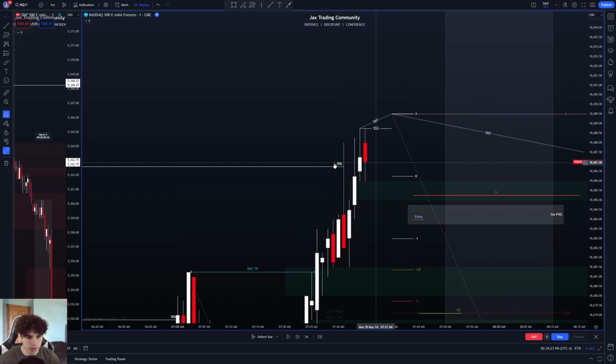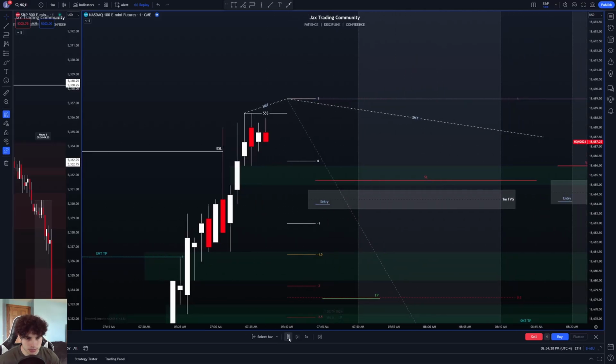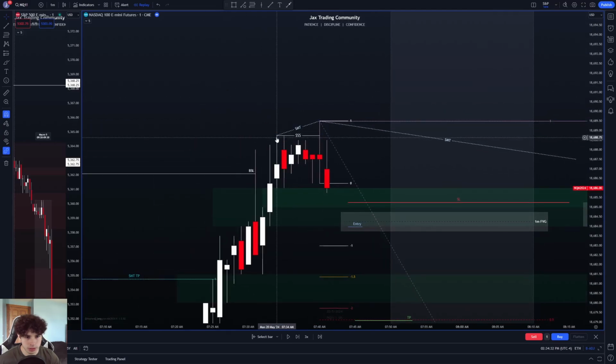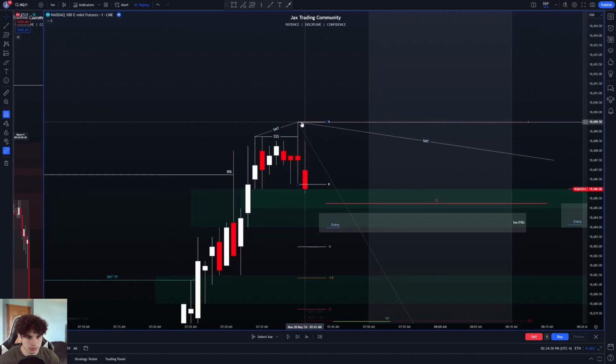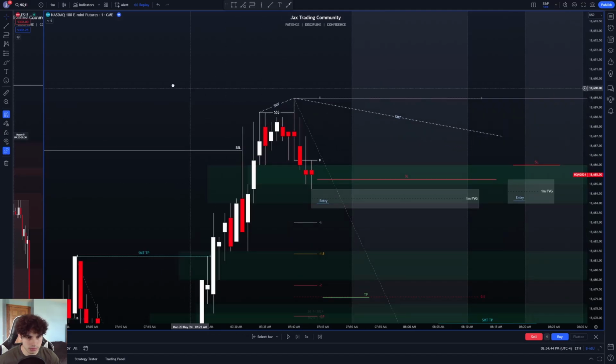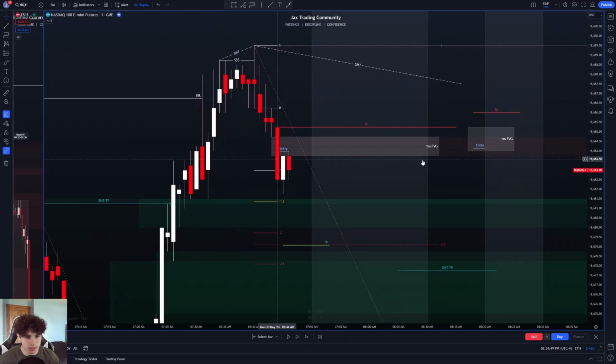So now that this just happened, I want to see a lot more structure before taking any sort of trade. So right up here, we have this SMT created. We also have a liquidity sweep of these highs and displacement down. So now for this, I'll draw standard deviation on this manipulation leg. And we have displacement down.